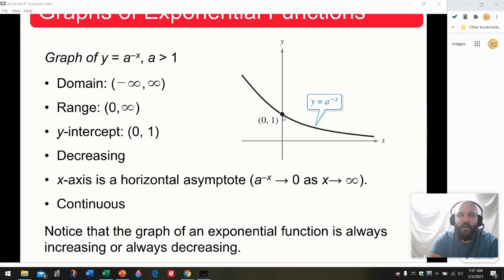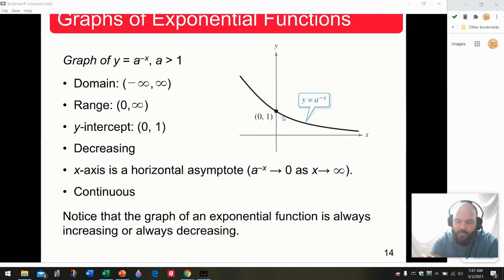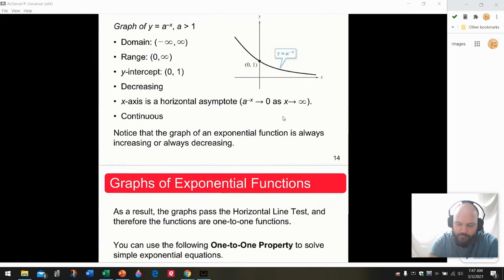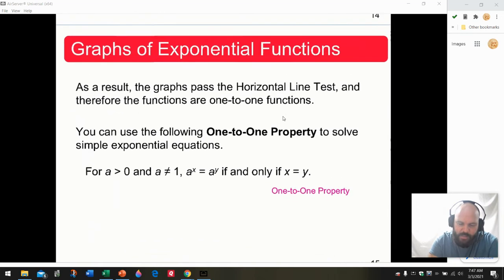It also has a domain from negative infinity to infinity. The range is still the same. It's 0 to infinity, but not including 0. And it also has a y-intercept of 0, 1. But this function is decreasing because as you trace it from left to right, it is going down. And there is a horizontal asymptote on the x-axis, and it is continuous. Okay, so it says, as a result, the graphs pass the horizontal line test, and therefore the functions are one-to-one.